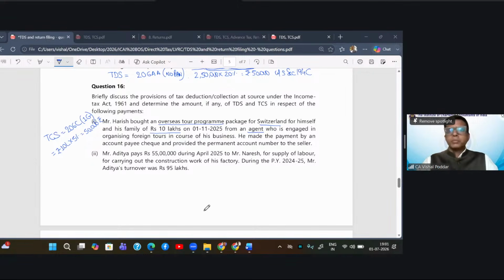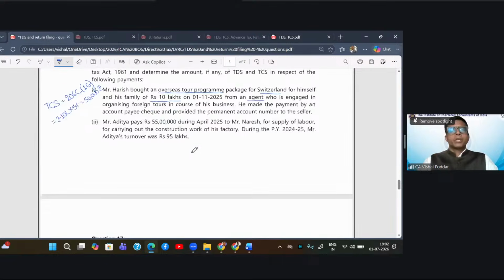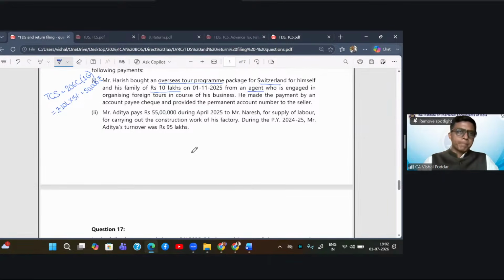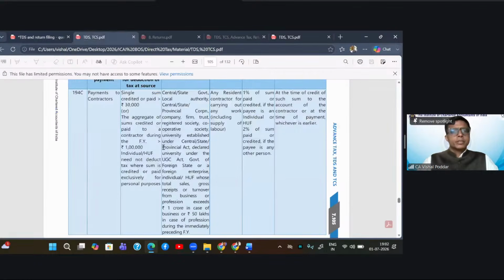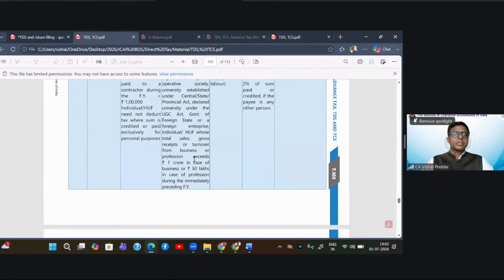Now comes the next question. In the next question, we will have a special section applicability. See, we already saw 194C, where you are making payment to contractors. But 194C is applicable where the payer of the amount is the central government, state government, local authority, company, firm, trust, society, etc. And in case of individual or HUF, now this is the most important exclusion, students. In most of these sections, you will find that if the payer is an individual or HUF, it is not required to deduct TDS. However, an individual or HUF will be required to deduct TDS where the turnover has exceeded the limit of 1 crore in case of business and 50 lakhs in case of profession in the preceding financial year.